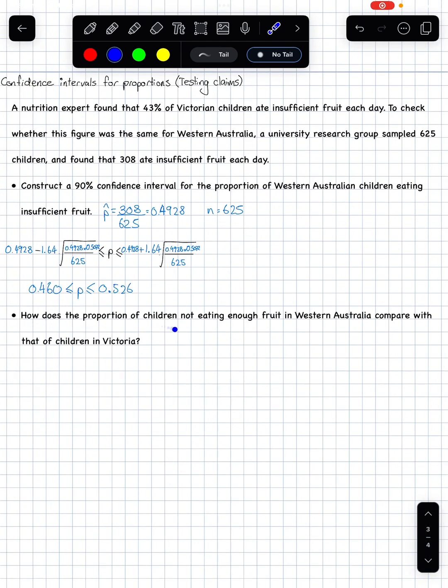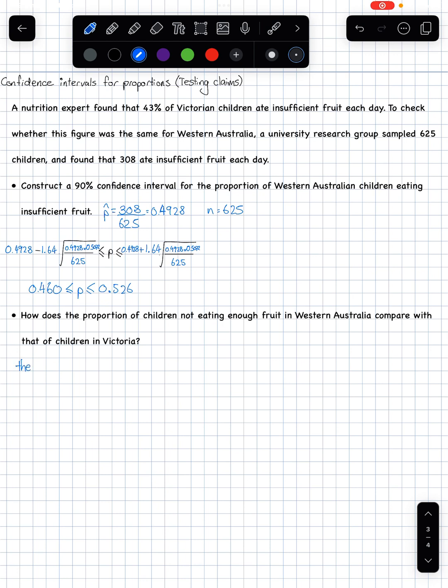Then we've got: how does the proportion of children not eating fruit in Western Australia compare with that of children in Victoria? The proportion in WA that we calculated, which we're 90% confident about, means the kids in WA, we're 90% sure, their proportion is in this interval. So in this answer, we would say the proportion in Victoria of 43% is not within the interval.